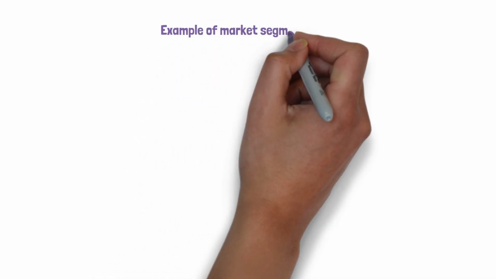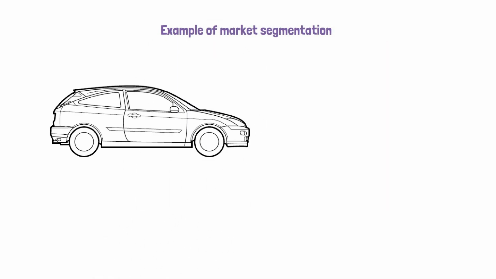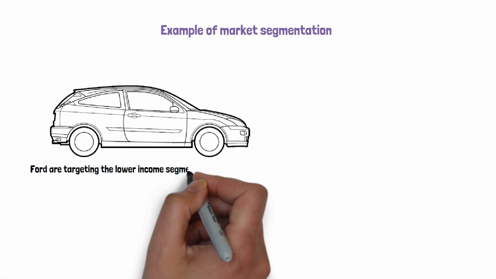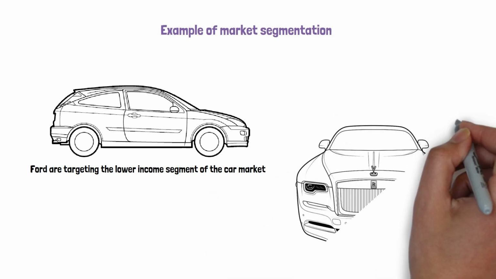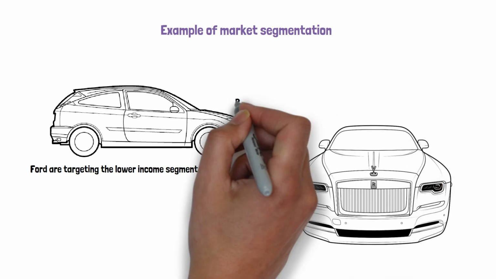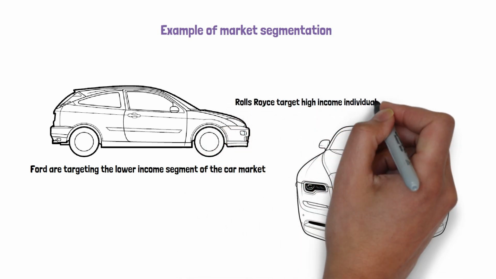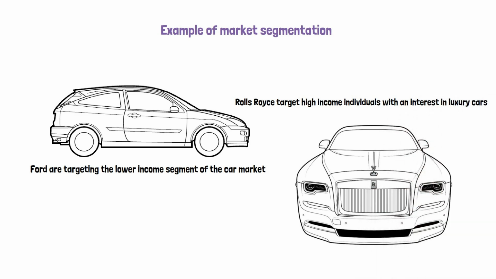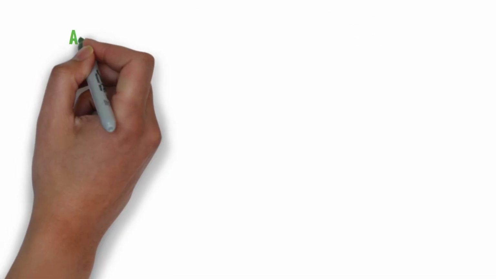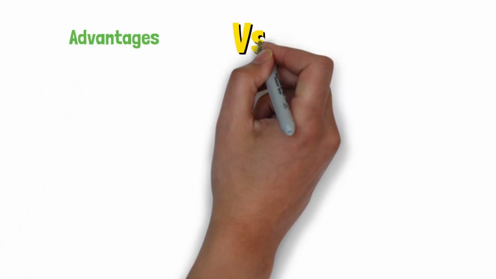An example of market segmentation could be seen in the car industry. For example, Ford are targeting the lower income segment of the market, compared to a firm such as Rolls-Royce, who target high-income individuals with an interest in luxury cars. So what are the advantages and disadvantages of market segmentation?